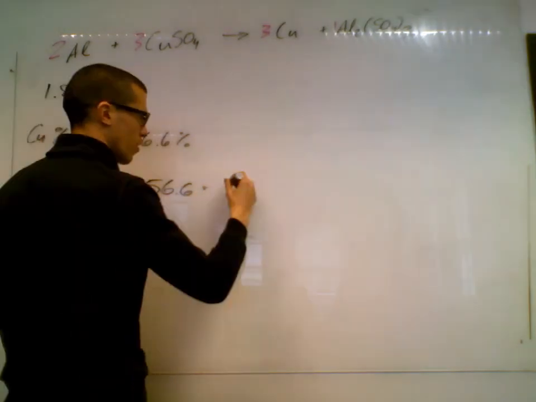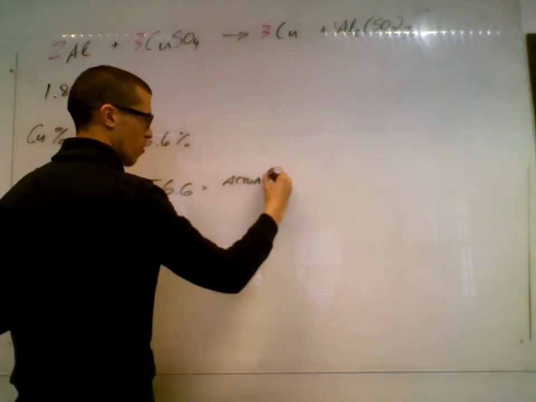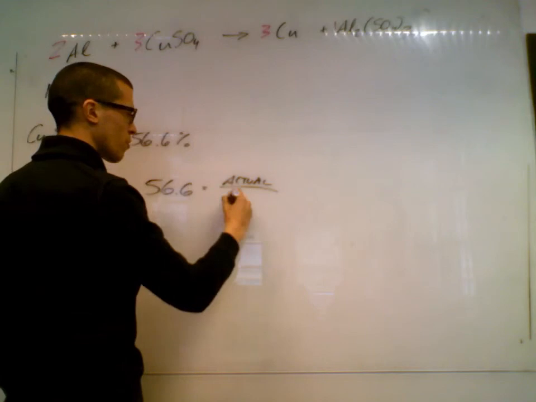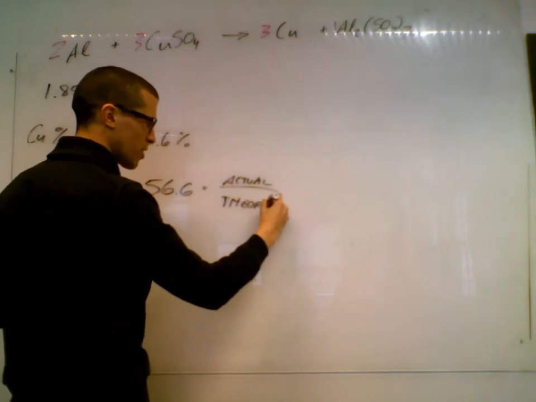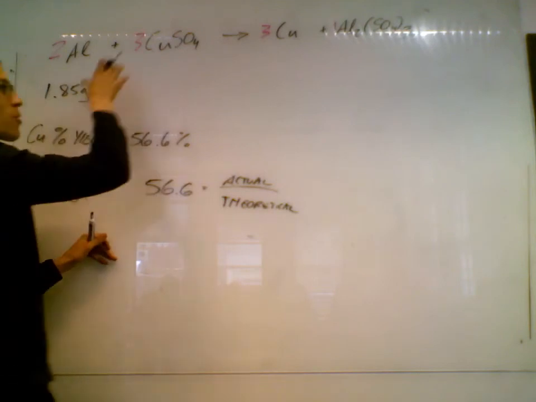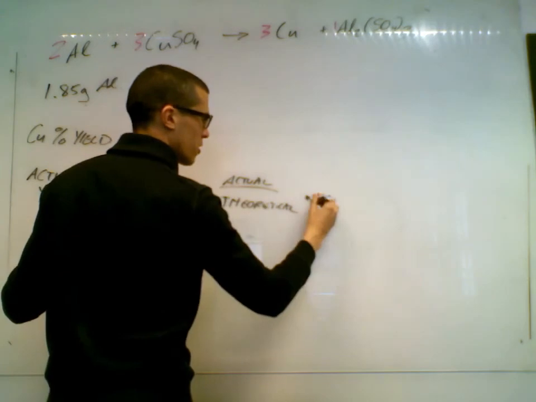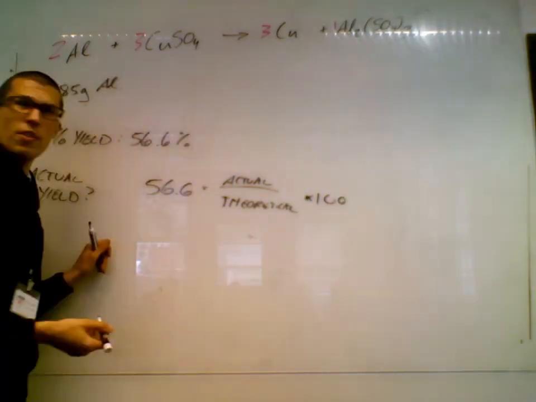Where'd you get 56? That's our percent yield. So it's going to be our actual yield, which we don't know yet, over the theoretical, which we can find using this. We can turn that into our theoretical yield of copper, and then times 100. That'll get us up to 56.6.